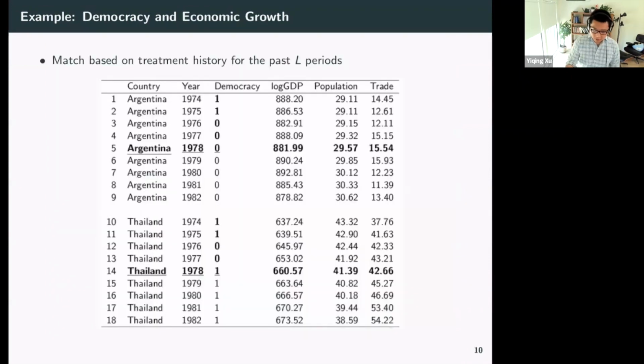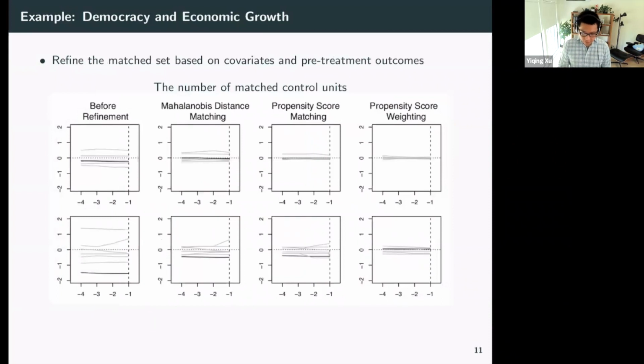So here is another example by the author. If you look at Thailand, it gets treated in 1978, becomes democratized, and then Argentina can be in the match set for Thailand because the treatment history up to 1977 is exactly the same, and then one switches to democracy, one remains autocracy. And then you also match on a few other covariates. So this is a demonstration.